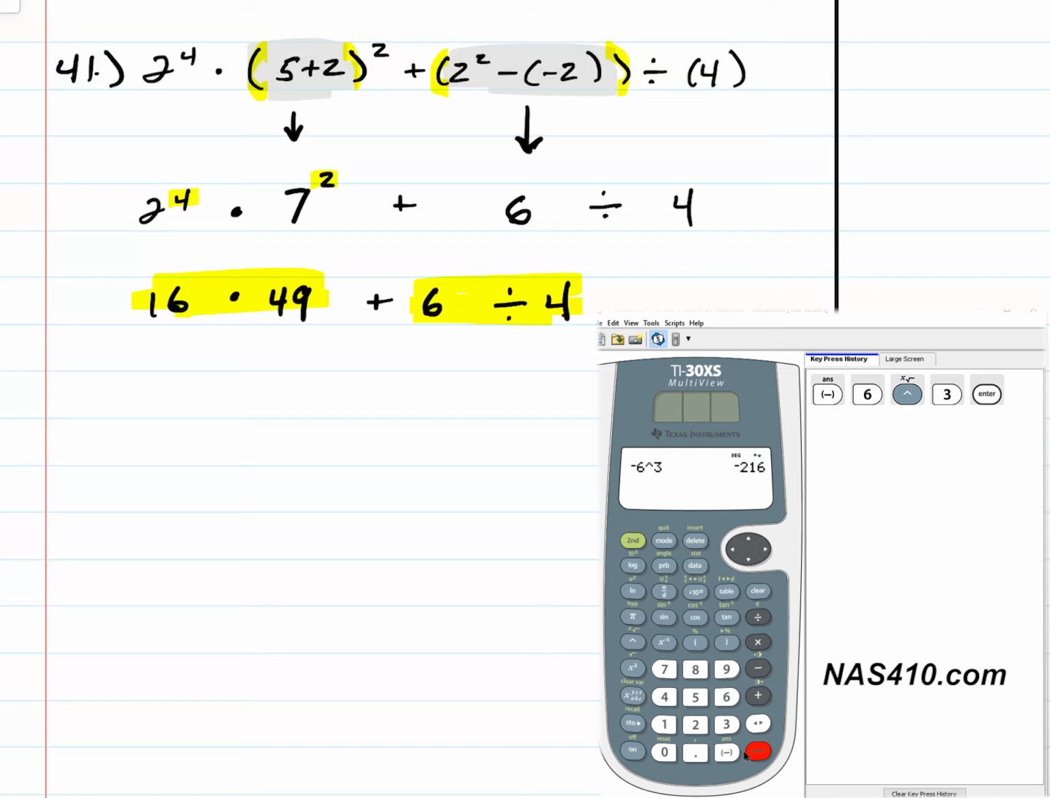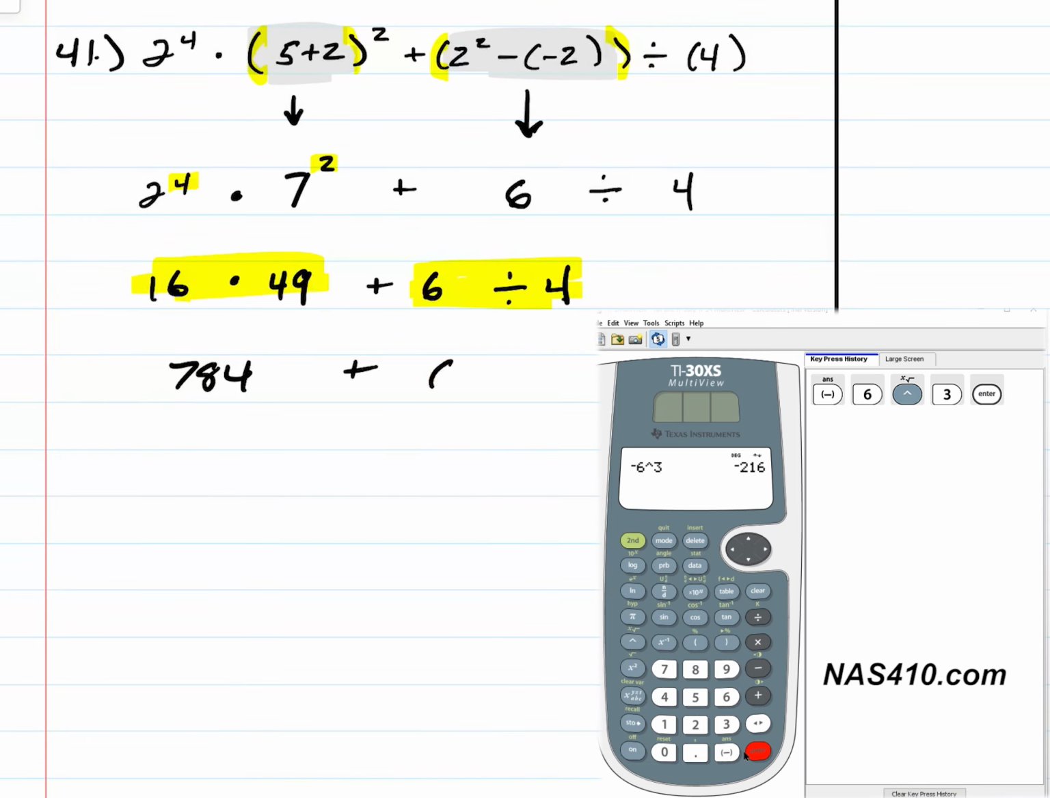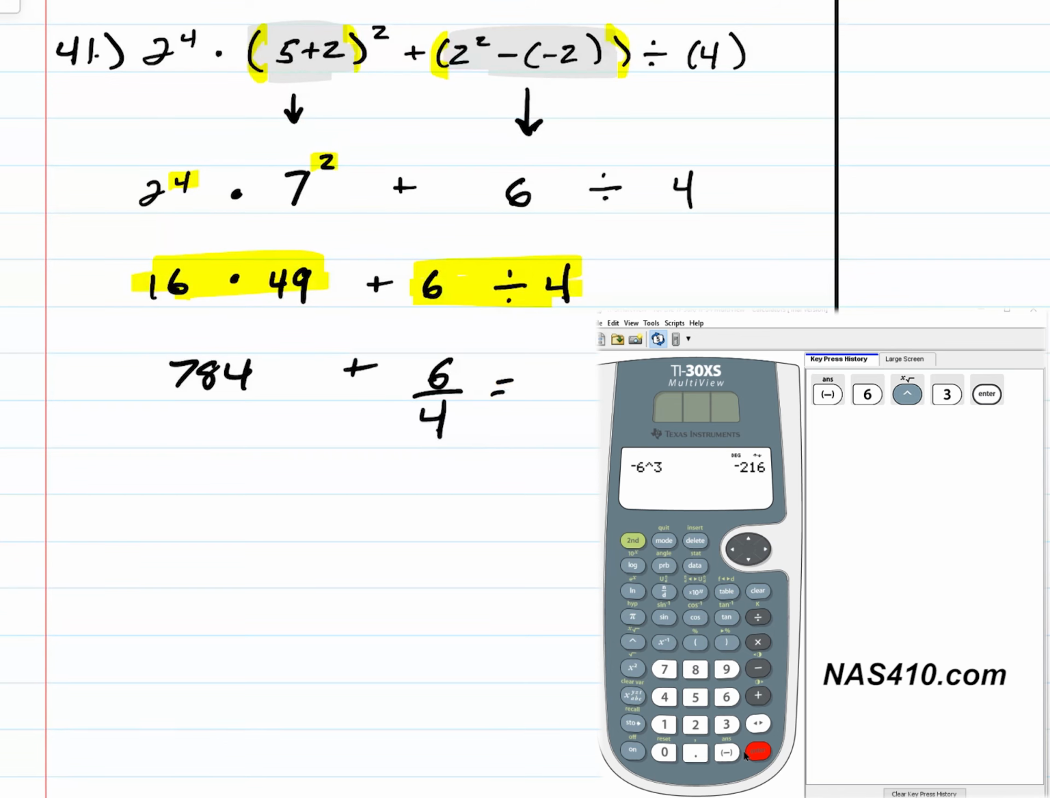Okay, and so I have 16 times 49, 784 plus, okay, over here I have 6 divided by 4. For now, I'm just going to write this in fraction form. I'm going to write 6 over 4, okay, and that reduces to 3 over 2, right? And so what I'm going to say now is I have 784 plus 3 over 2. Okay, now I'm going to change this into a fraction with a common denominator.